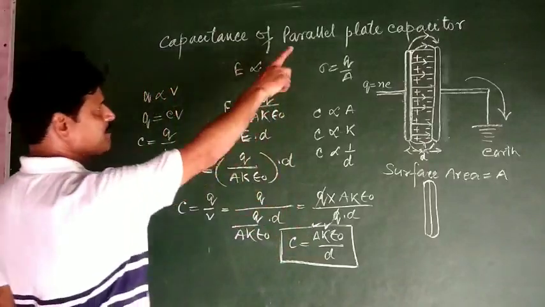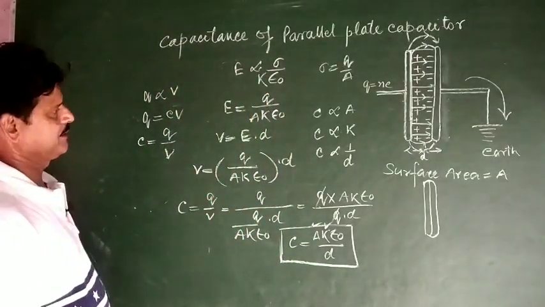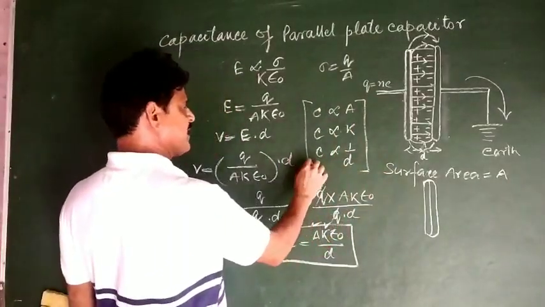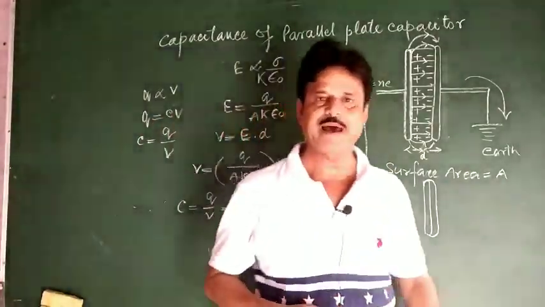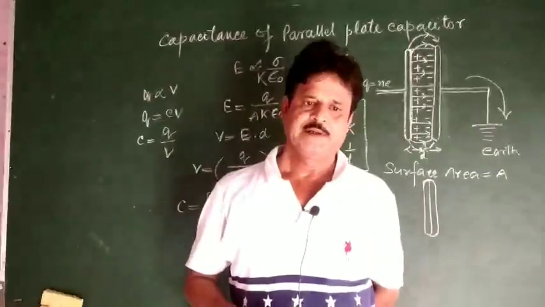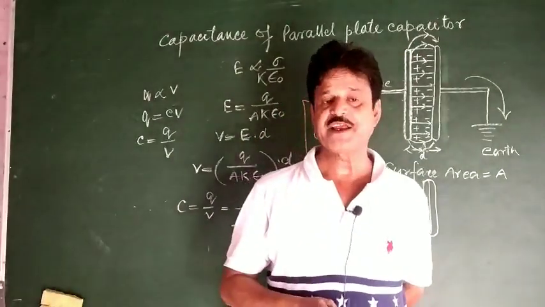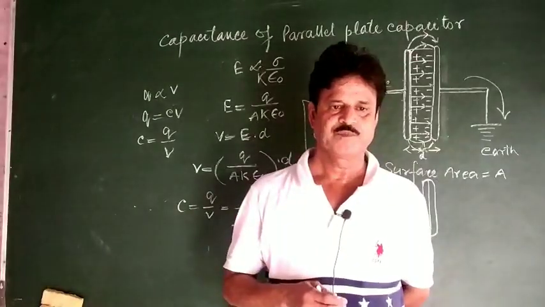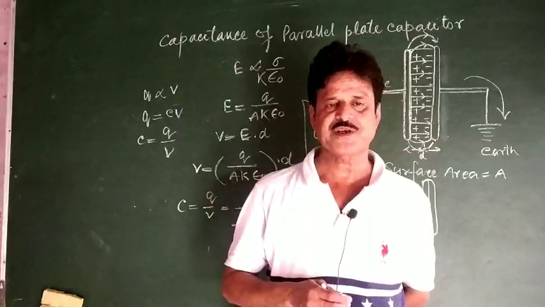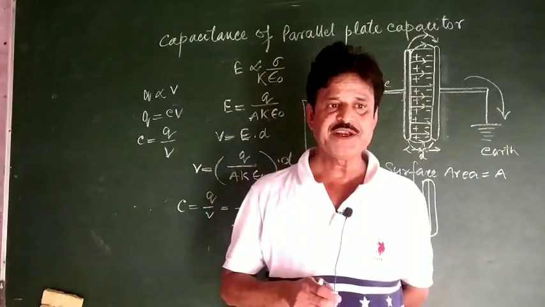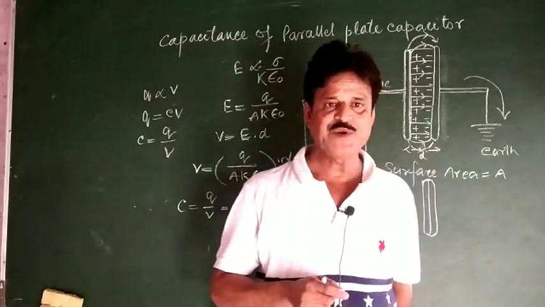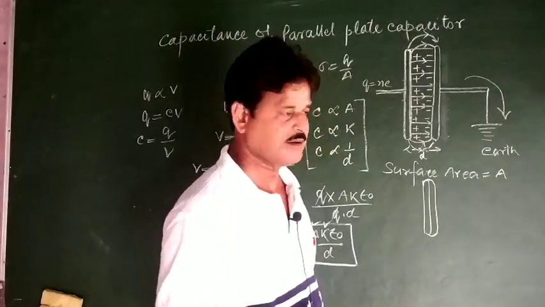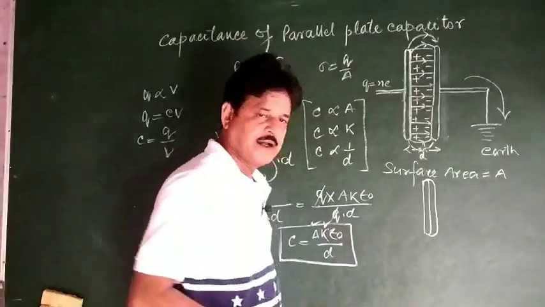So for a parallel plate capacitor, we can say that there are three factors which can raise its capacitance. In modern times, it is very useful for our electronic and electrical devices. In the next video, we will discuss the medium by which the capacitance of a parallel plate capacitor can be raised. That will be shown in the next video.